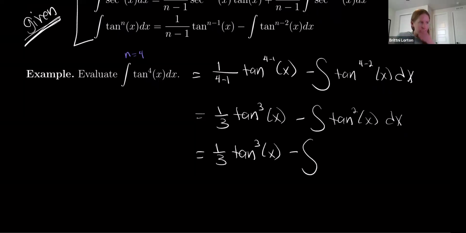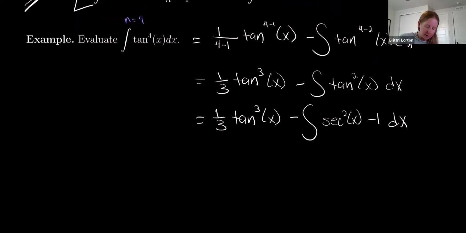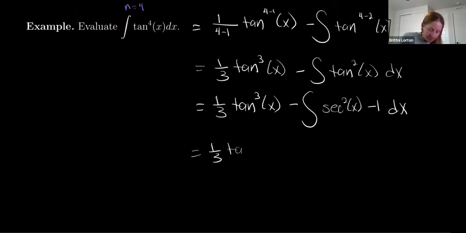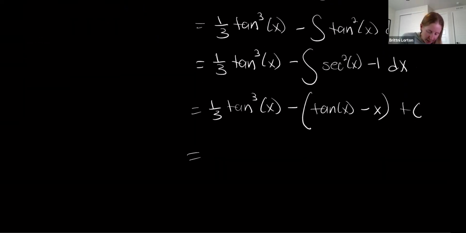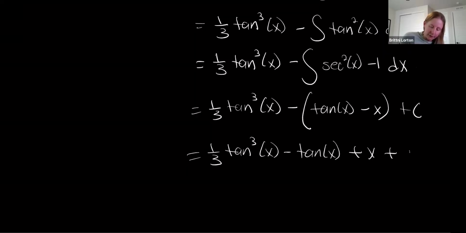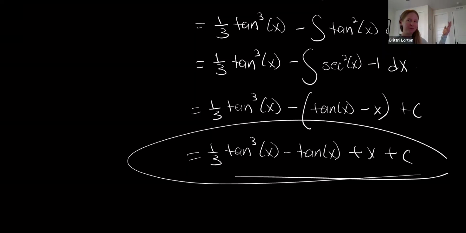It's no problem. Tangent squared, if you look at those Pythagorean trig identities again, tangent squared is secant squared of x minus 1. Then this becomes 1/3 tangent cubed of x minus the integral of secant squared is just tangent. And then the integral of 1 is x. So then I can distribute that negative. So 1/3 tangent cubed of x minus tangent of x plus c. Ta-da!